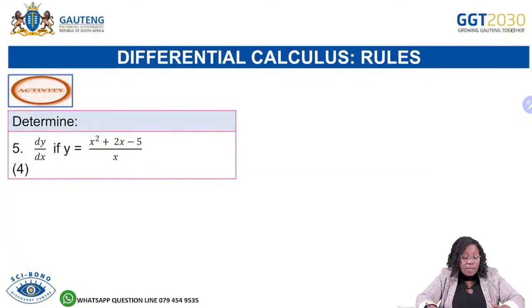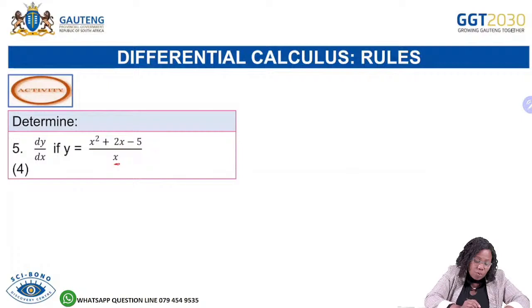Right. And then with number 5 now, we are having: determine dy/dx if y is equal to that fraction that is given there. We cannot derive. Why? We have a variable in the denominator, so we cannot derive. So we need to simplify that fraction first before we apply the derivative. Let's do so, grade 12.